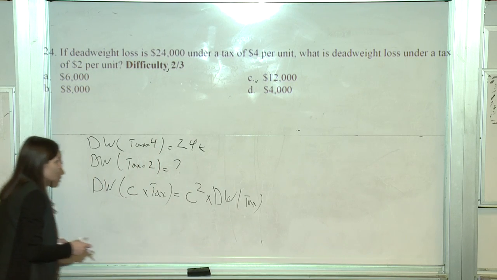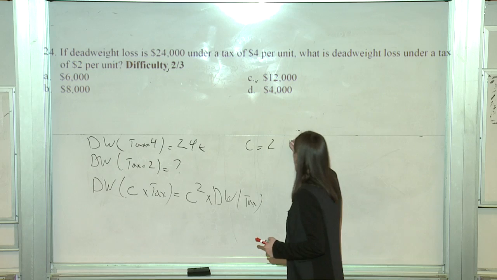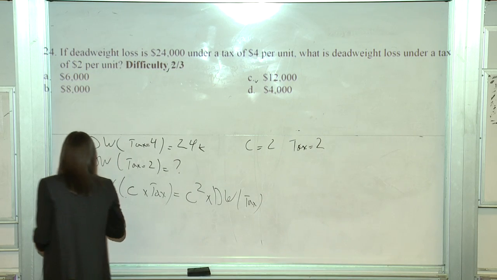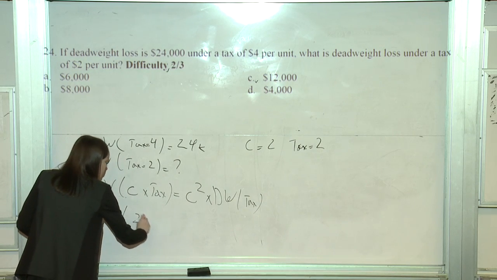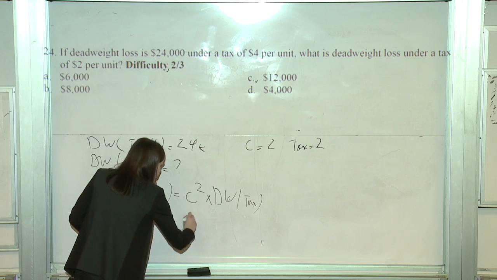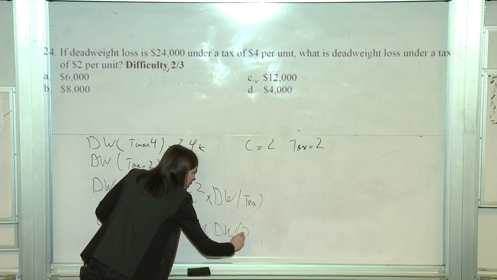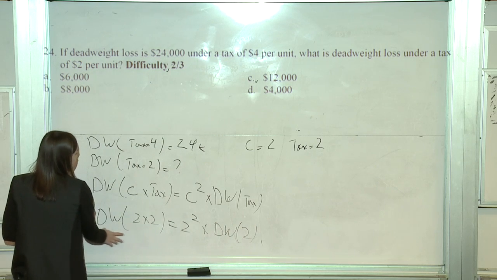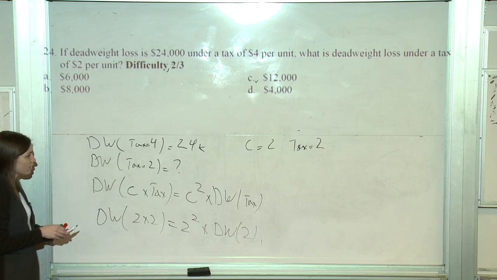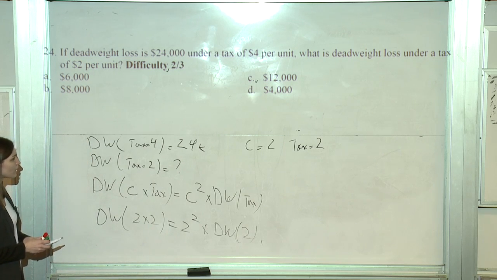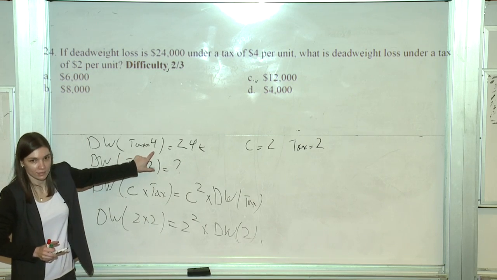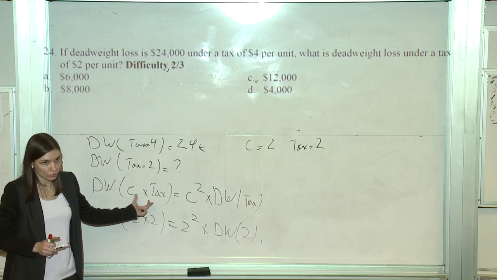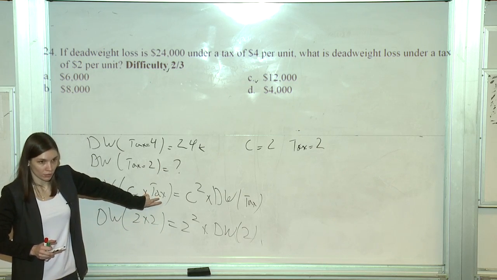So from here, I can substitute C with 2 and tax with 2. What I get is the deadweight loss at 2 times 2, which is 4, equals 2 squared, which is 4, times the deadweight loss at 2. And I know that the deadweight loss at 4 is 24,000. How do you get C? You don't get it. You just notice that 4 is 2 times 2, so you can apply this formula. If you set C to 2, then this is going to be something that you know.